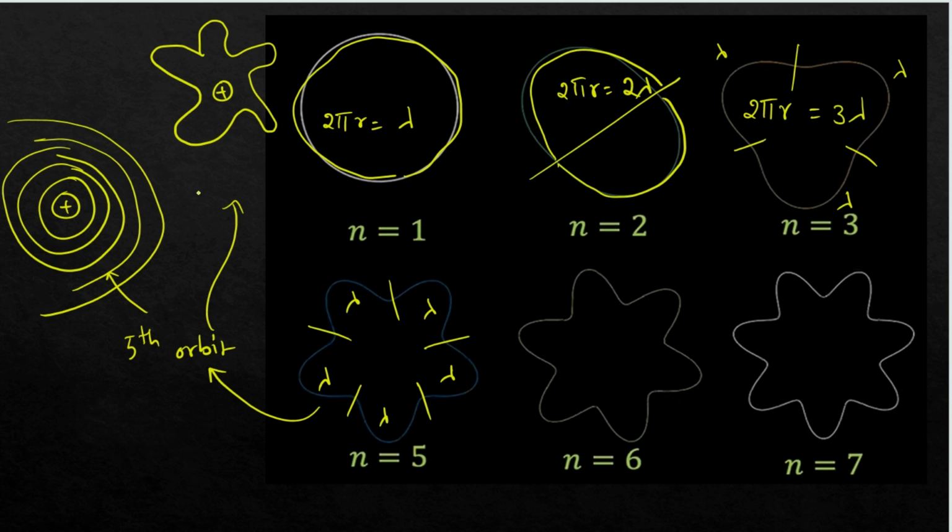Finally, 2 pi r is equal to n lambda. N is the principal quantum number, N is the orbit number. This is the wavelength, particularly for the electron moving in a circular Bohr's orbit. Electron moving in circular paths.